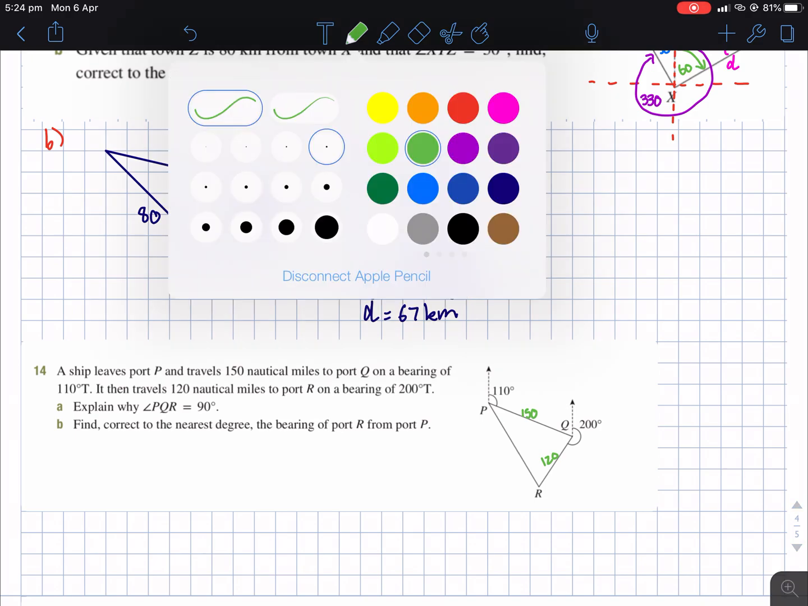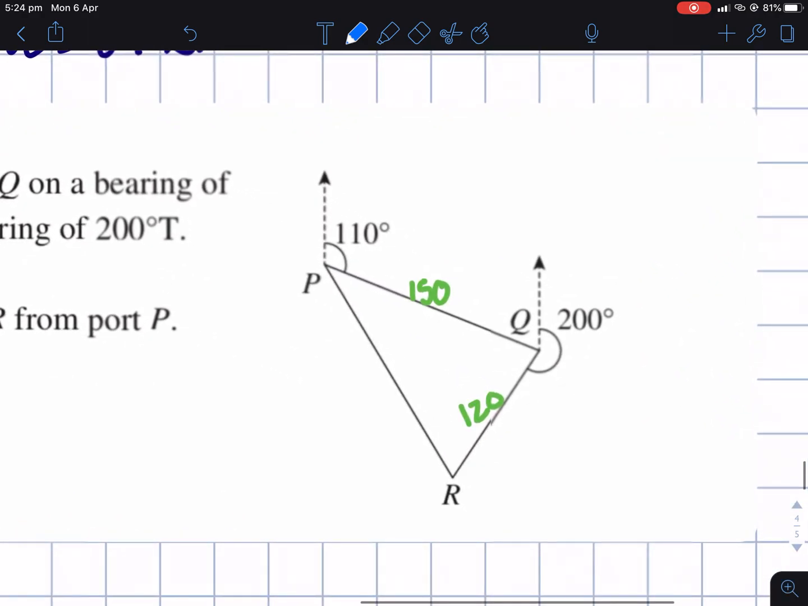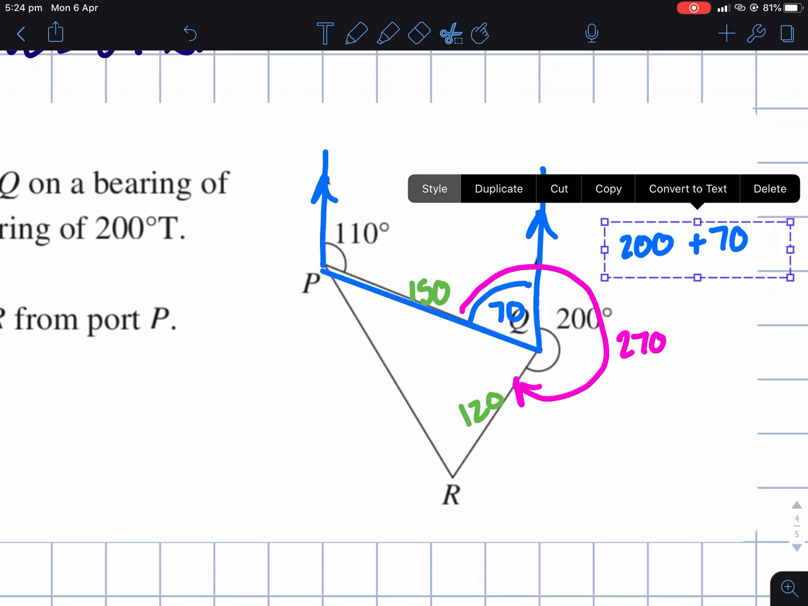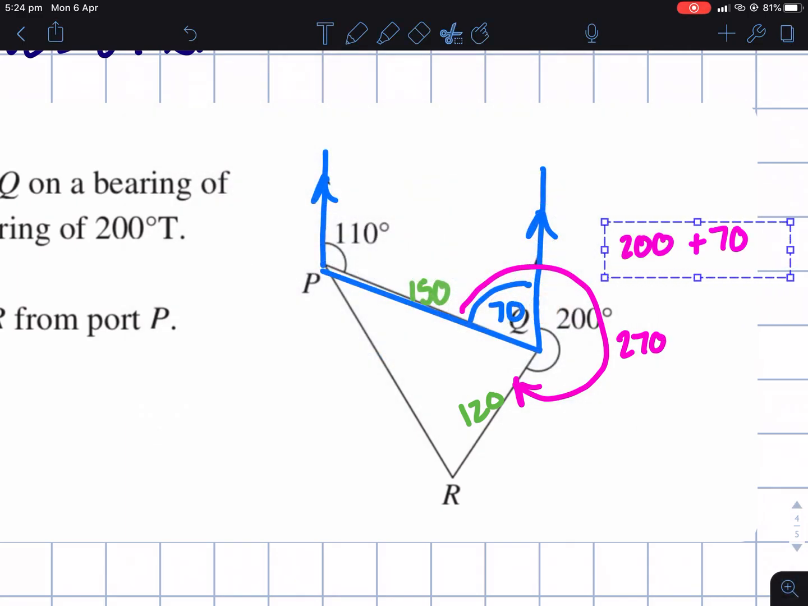Well, if that's 110 going that way, these are parallel lines, so these are co-interior, so that must be 70. Which means 200 plus 70 gives me 270 all the way around here. Which also means that on the inside, I have 90.